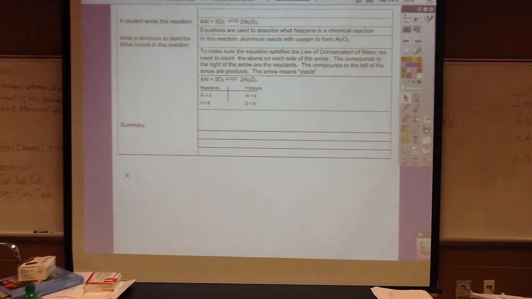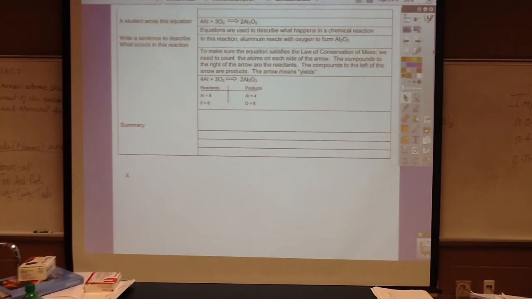So let's talk about how we show chemical reactions. When we're showing a chemical reaction, we need to write an equation. And up here you have an example of an equation. 4Al reacts with 3O2, yielding 2Al2O3, aluminum oxide. So basically, equations are used to describe what happens in a chemical reaction. In this reaction, aluminum reacts with oxygen to form aluminum oxide.